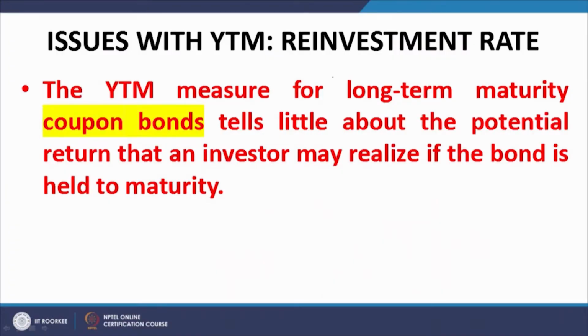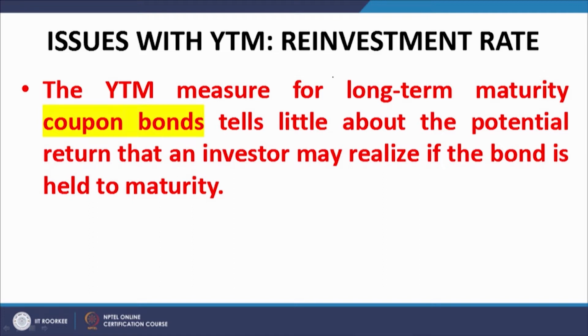So, let us continue from where we left off before the break. Before the break I mentioned that as far as YTM goes, we make two fundamental assumptions, one implicit, one explicit. The implicit one is that all intermediate cash flows are reinvested at the YTM rate, and explicitly we assume that the bond is held by the investor up to the maturity of the bond.